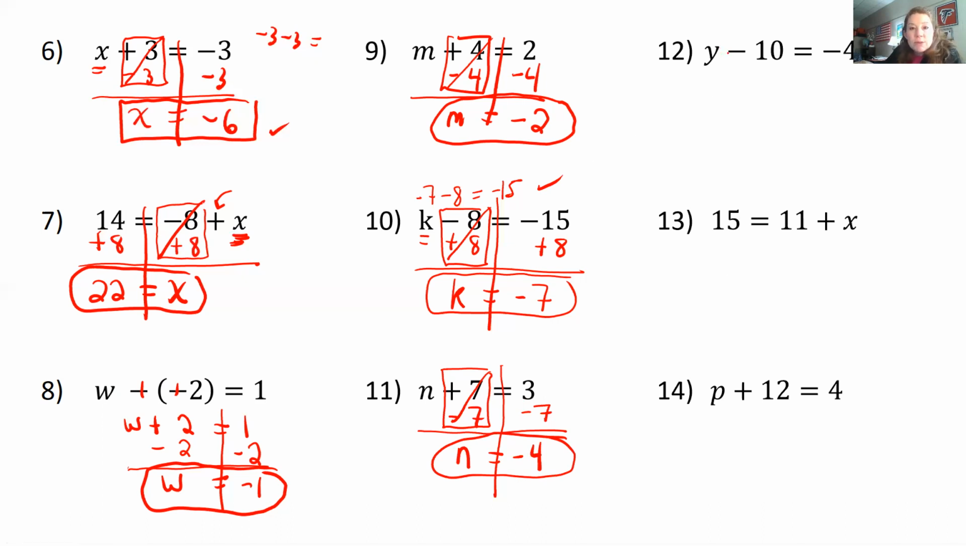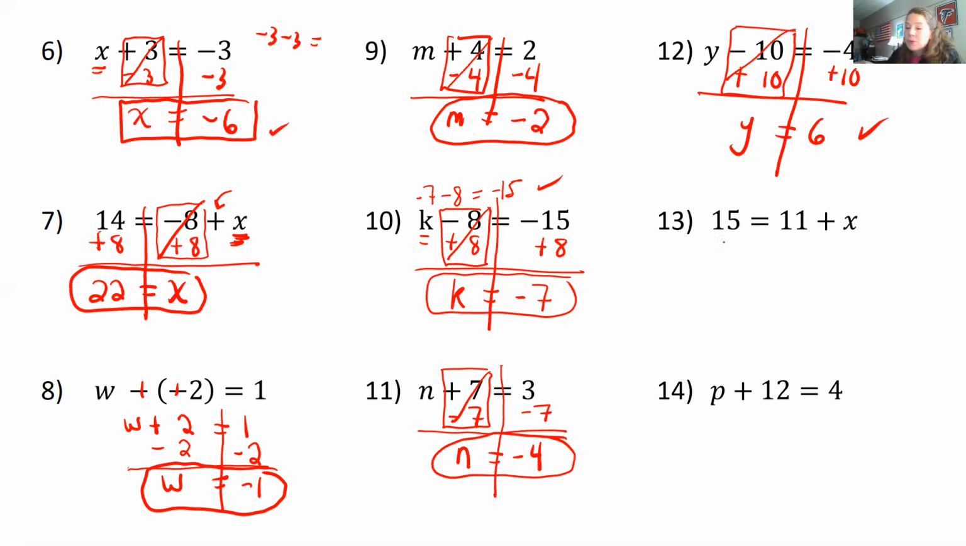Number 12, we want Y by itself. So what's on the side with Y? -10. We're going to write the opposite of -10, which is +10. All right, we got rid of our 10s. We bring down our Y equals -4 plus 10 is 6. And that's the right answer.